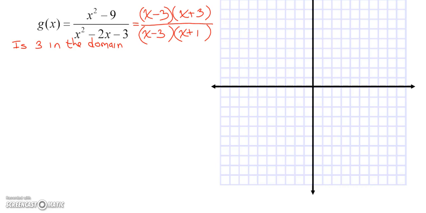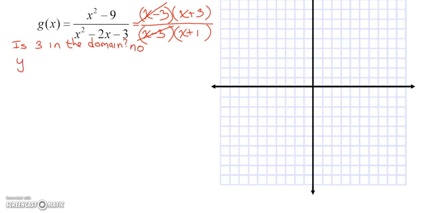3 would make the bottom 0, so what does that tell you? That tells you 3 is not in the domain. So this idea of 3 not being in the domain becomes extremely important at the very end of this problem. When you cross off a variable like this, you have to be very particular of domain. At the end of the problem, I'll show you what I mean later.